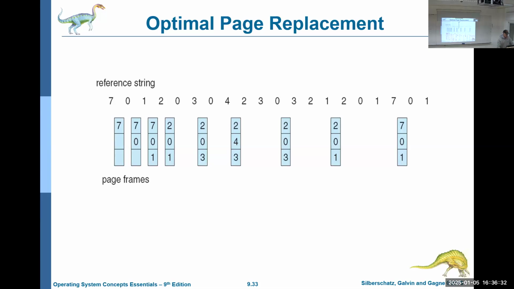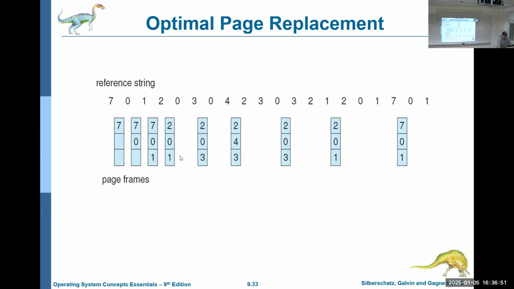Here's the optimal. Well, we're obviously going to put in 7, 0, and 1 as they come. But then 2 comes along. We look ahead and we see we're going to need 0 and 3. Which one is used in the longest period? 7 isn't used for a long time, so we kick it out.